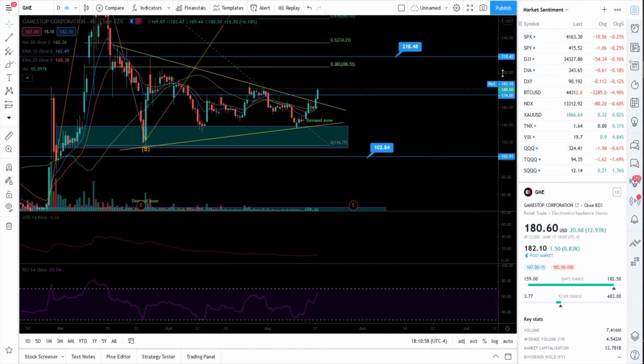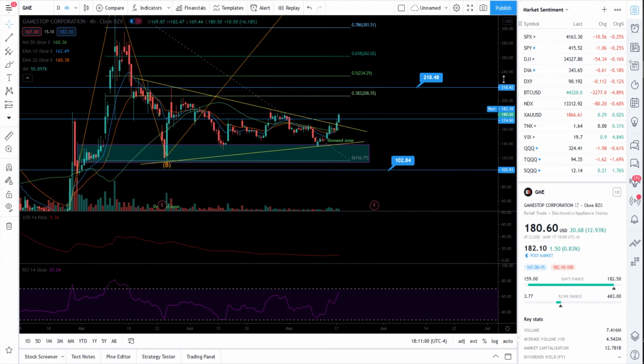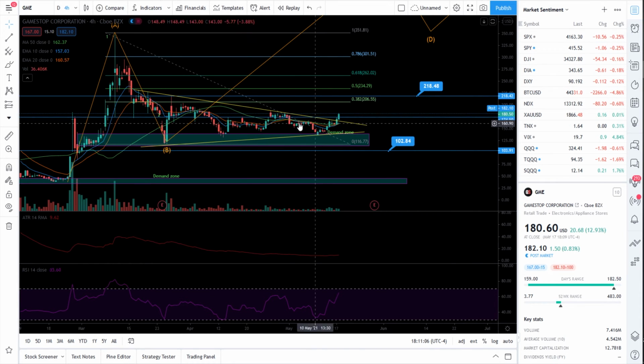That was my scenario I drew back in about March. And this scenario still looks very good to me because after our first wave to the upside, we saw a very long, complex correction in the stock's price.